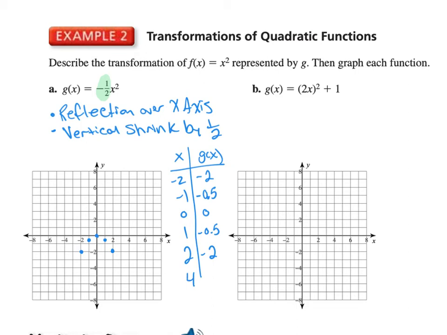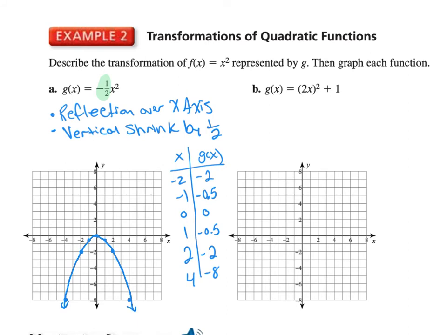And you notice here this is all symmetric, right? 4 squared is 16. Half of 16 is 8. And that'd be negative 8. So that might help graph these, give it some extra points. So this is the parabola.